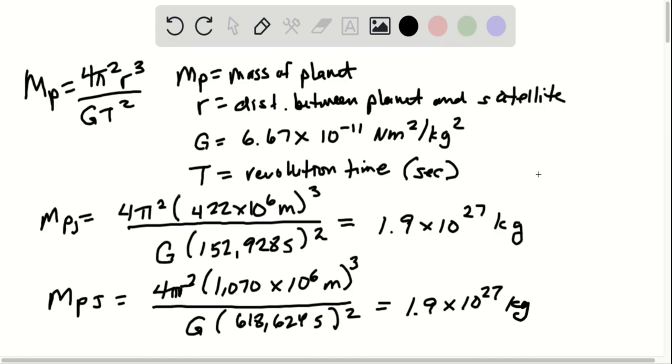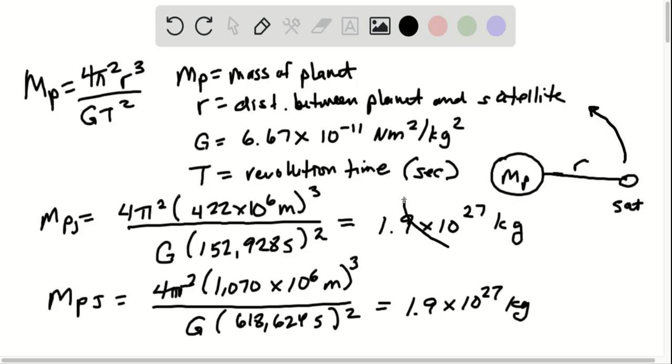So visually speaking, this basically looks like the following. Here's the planet with its mass M sub p. The distance between that and its satellite is r, and the amount of time that it takes this satellite to go all the way about the planet one time is T.